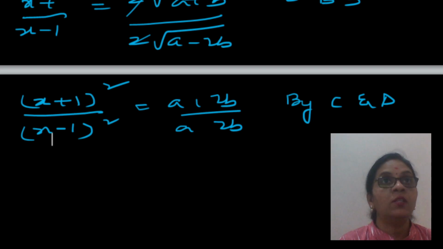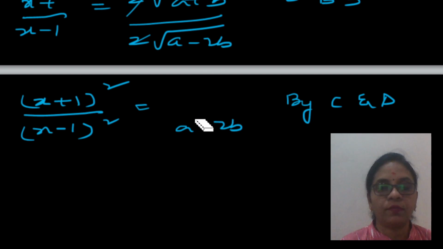So when we apply again componendo and dividendo, what happens? There is some technical glitch. So a + 2b and a − 2b. This is miserably written. Let us clean it off.